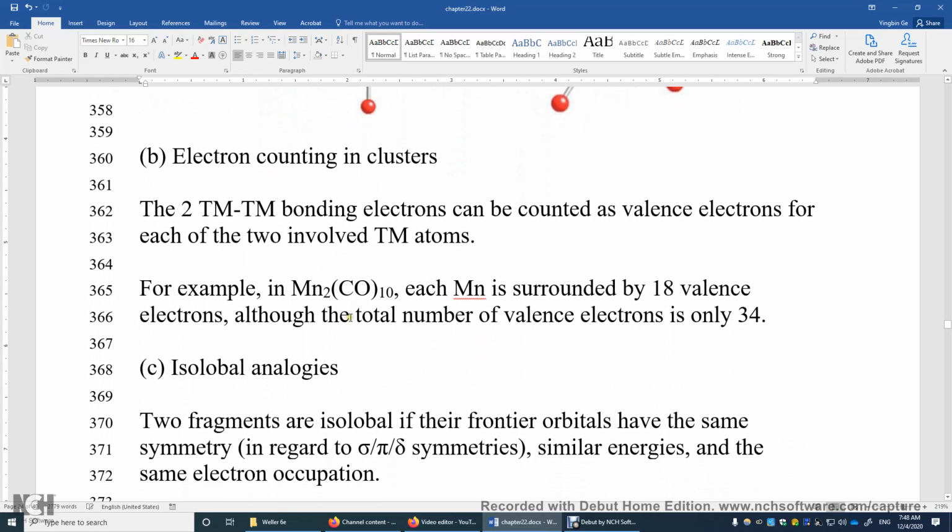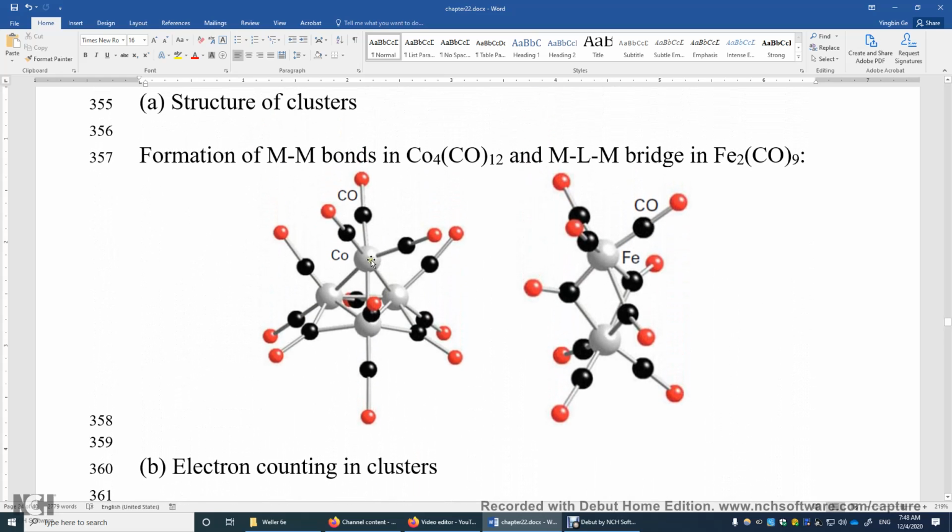Subsection B, electron counting in clusters. When you have a metal-metal bond, these two electrons can both be counted as valence electrons for each of the two involved transition metal atoms. I'm going to give you an example here. A neutral cobalt atom has a total of 9 valence electrons. And then we have 6 sigma bonding electrons from these 3 carbonyl ligands. So 9 plus 6, 15.